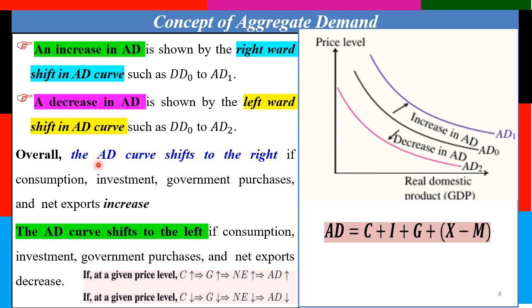Overall, the aggregate demand curve shifts to the right if consumption, investment, government expenditure, and net export increase.